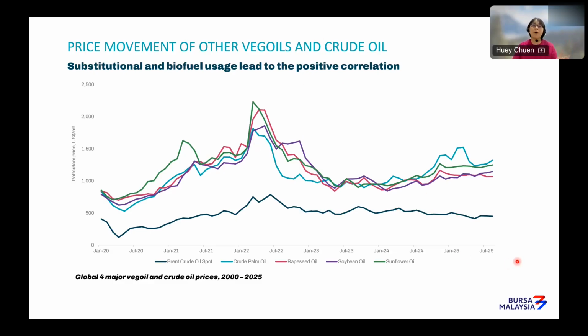It's just a matter of who outperforms, and that all depends on the supply and demand of each type of vegetable oil.